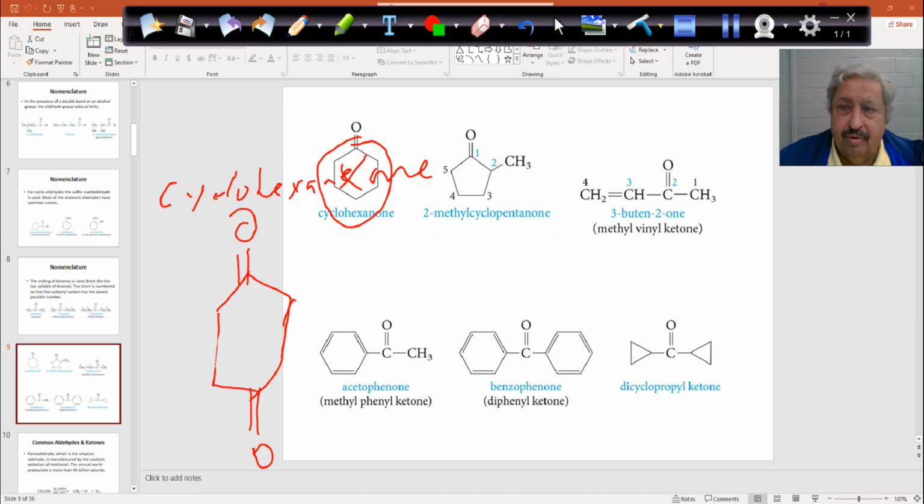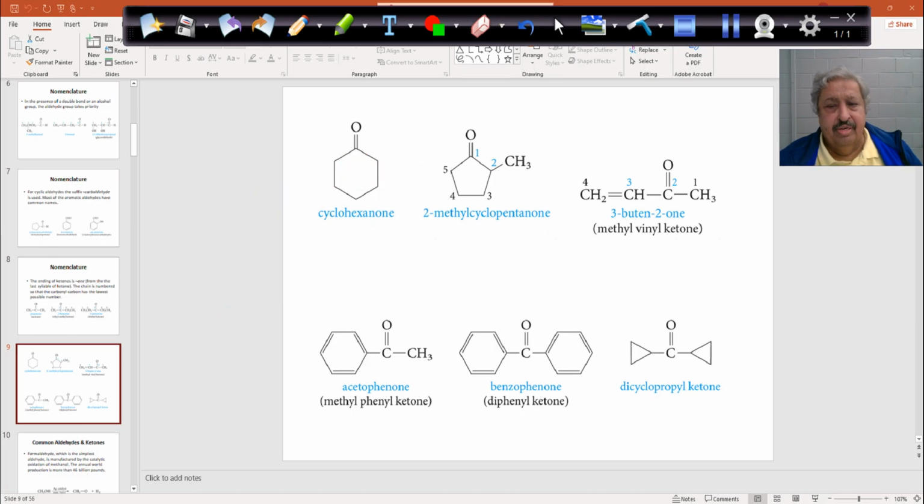Here's the same thing. The ketone in the cyclic ring is given number 1, because that's the first priority, and the whole thing is named cyclopentane. Take the E out, cyclopentanone, and the methyl group is at number 2. So 2-methylcyclopentanone. It's the same thing we did before with the aldehyde, correct?